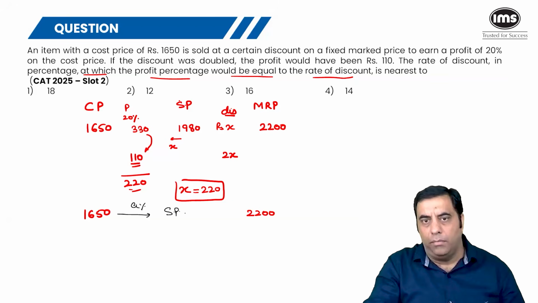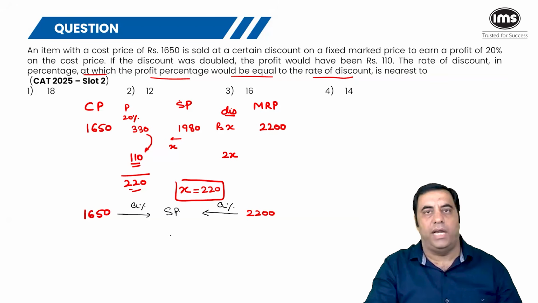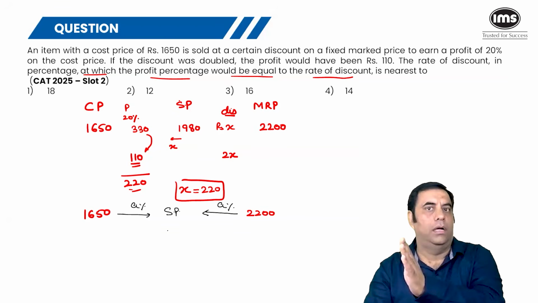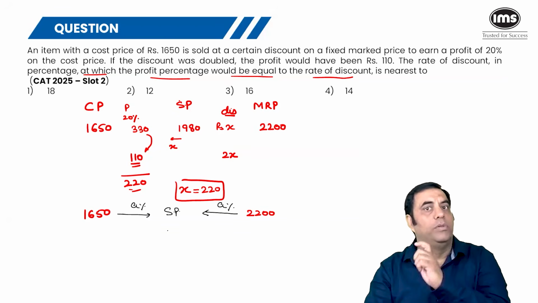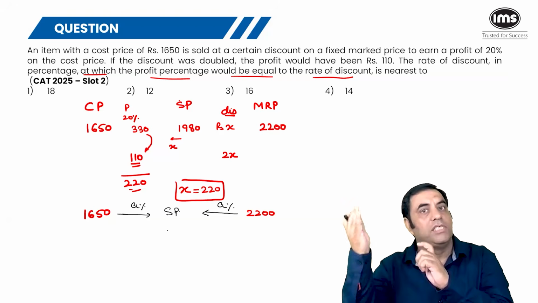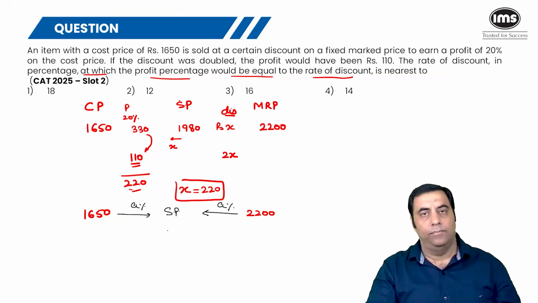At the same time, I need to decrease the MRP by giving a discount which is the same A%, again reaching the selling price. So that means I'm increasing from 1650 by A%, reaching some value which is my selling price, and I'm decreasing from 2200, which is MRP, by giving a discount of A% and reaching the same.